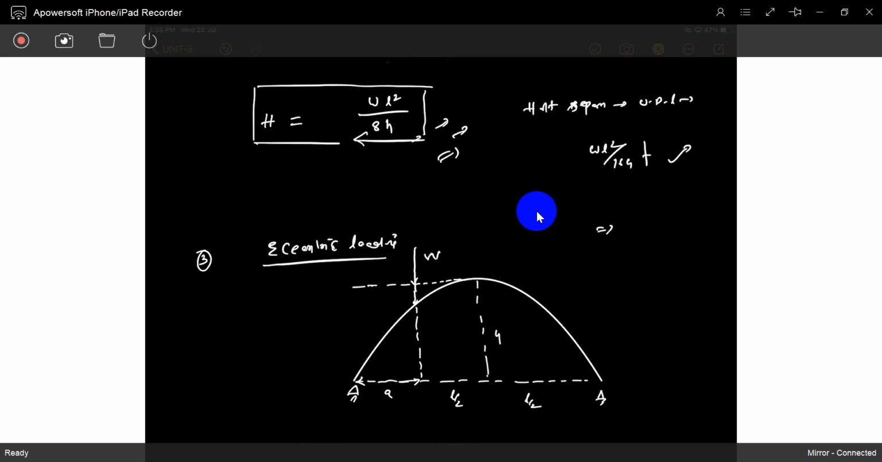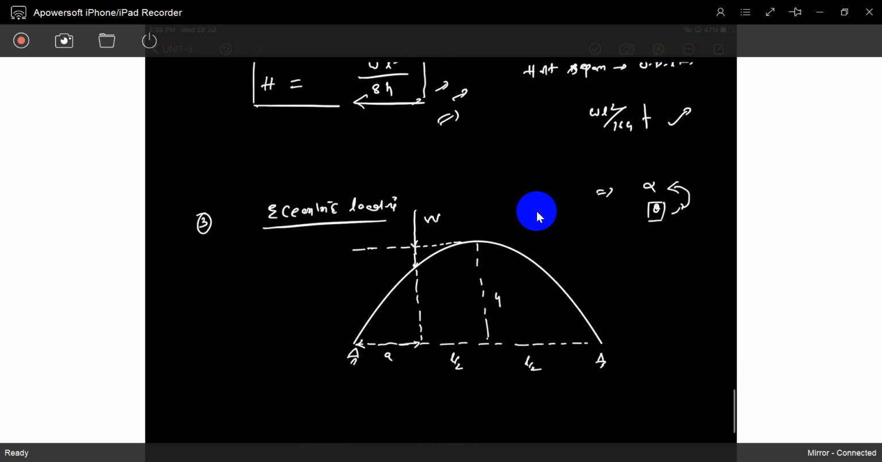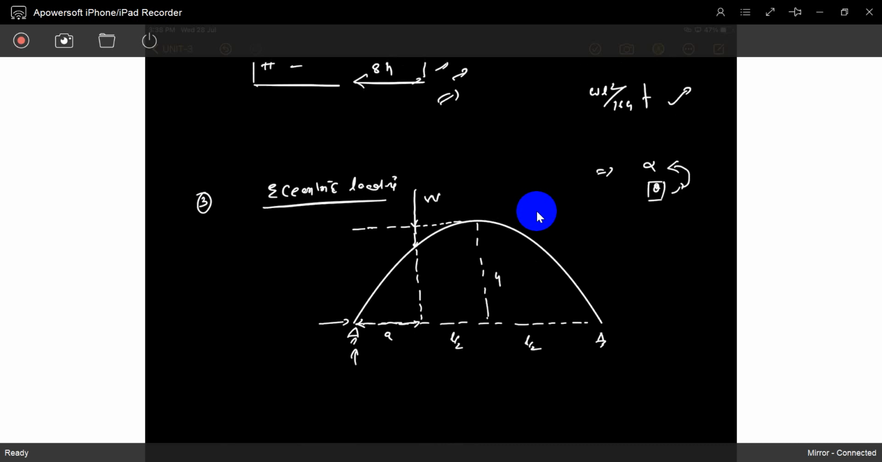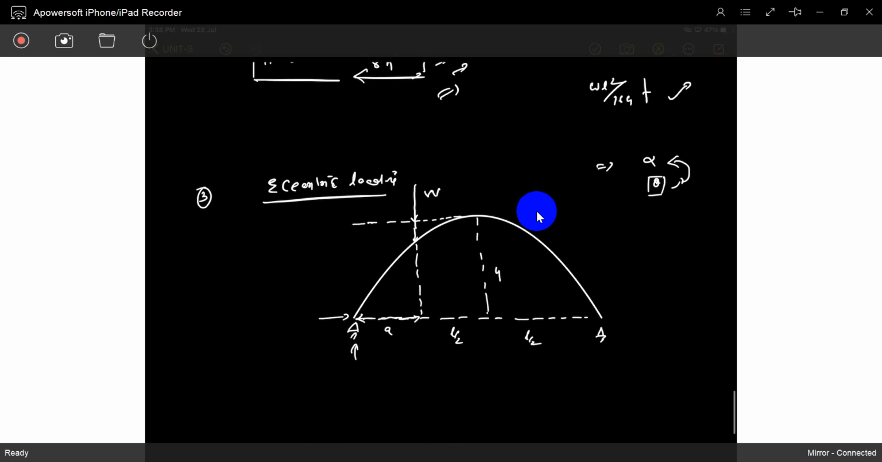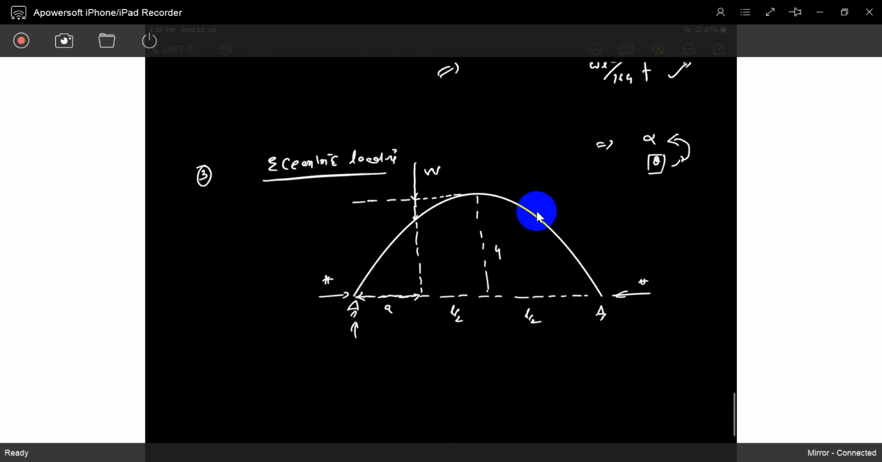Previously also we wrote alpha, not theta. Theta is variable, considered like this. That's why we need another symbol, so I wrote down A. If eccentric loading W is acting at A distance from support A, or support B also, same thing, no problem at all. So what is the horizontal thrust? You have to do the same calculations.